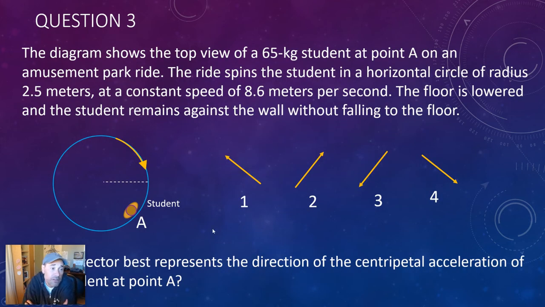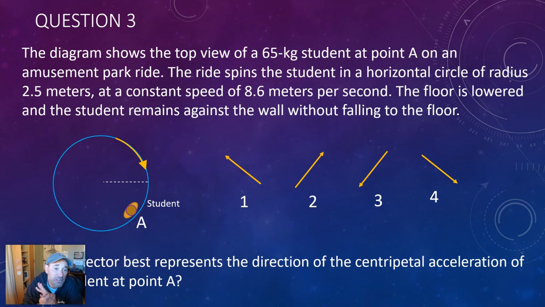The diagram here shows the top view of a 65 kilogram student at a point A on an amusement park ride. This happens to be one of my favorite amusement park rides of all time. Growing up, we called it the rotor, but there's a number of different names for it. It's a ride that spins around in circles super fast, and then at a certain point, the floor drops out from it, and the people stay positioned on the wall.